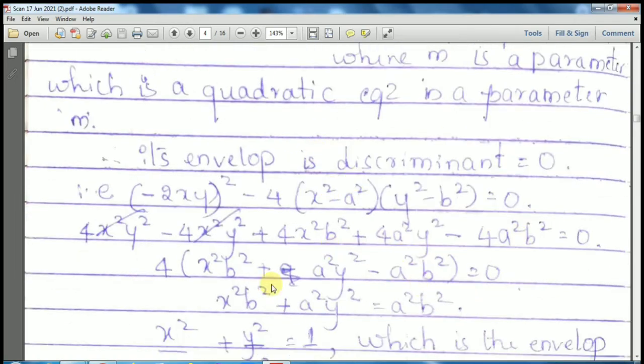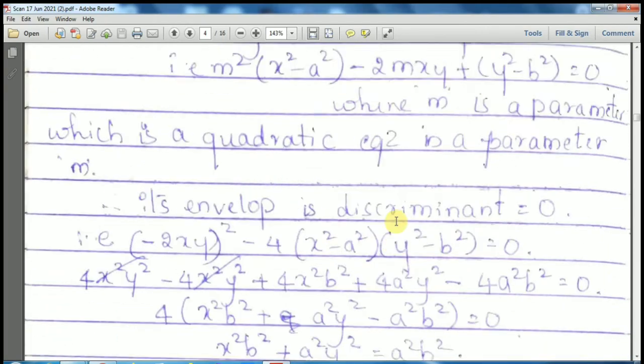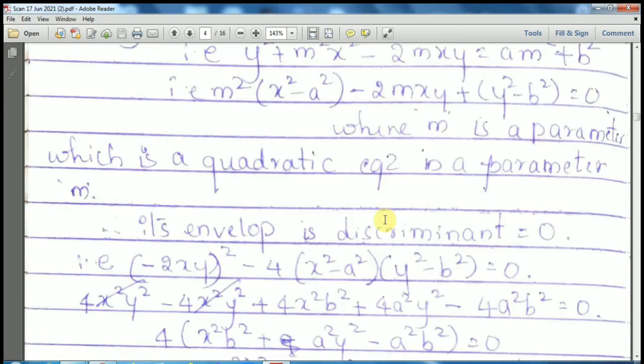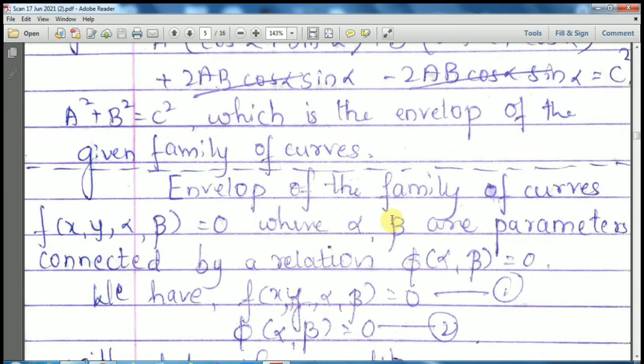Simplifying this equation, we get x square b square plus a square y square equal to a square b square. Again simplifying, this will be x square by a square plus y square by b square equal to 1, which is the envelope of the given family of curves. Very important problem. Okay. So like this, we solve some more problems.